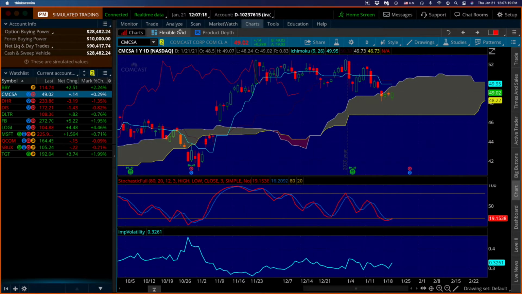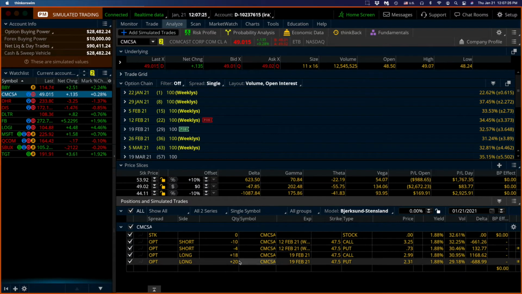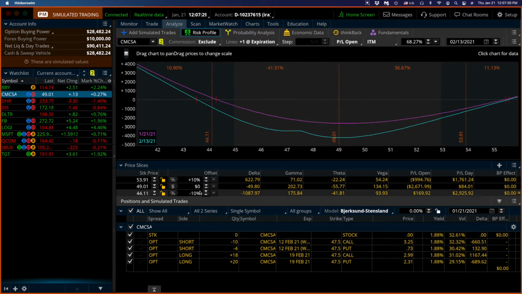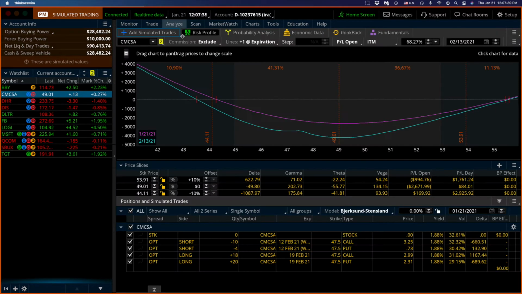Let's go to the Analyze tab. I have been making adjustments so that it's now very regular. Let's look at the risk profile. It says, okay, delta negative. And take a look at the chart. We say it's bottoming out. So we want to neutralize the trade a little bit. So how do we do that?